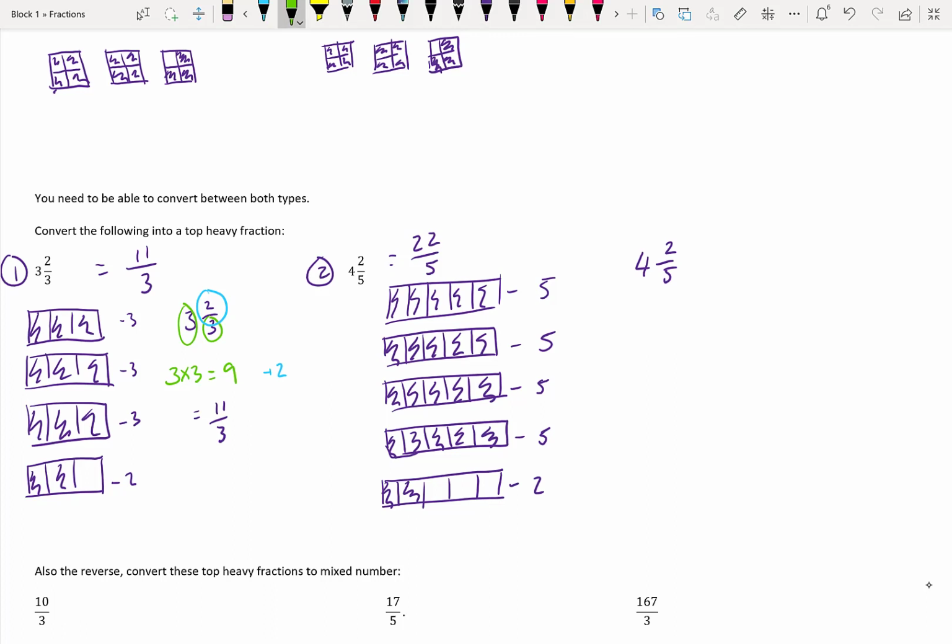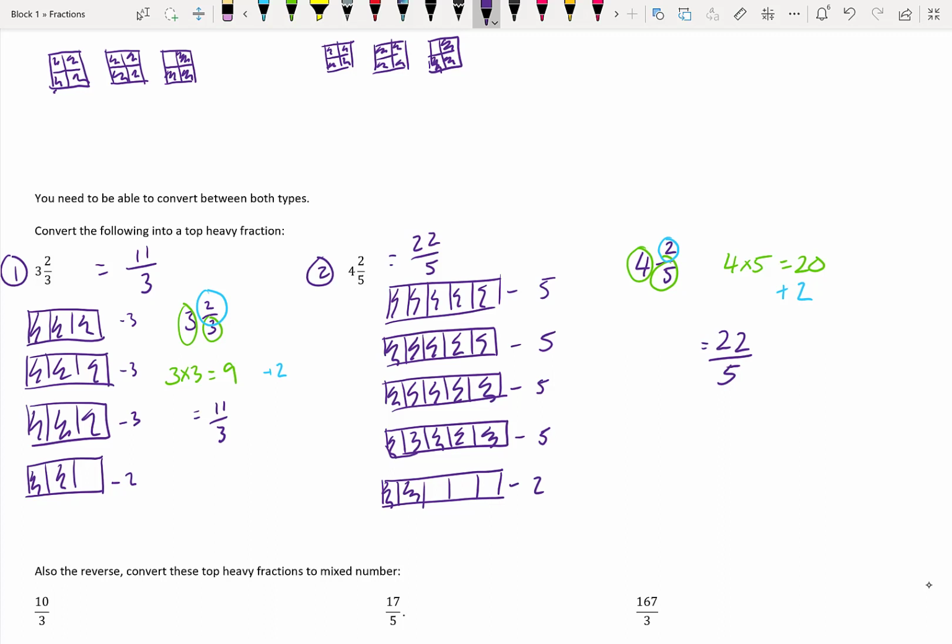And so I've got 4 wholes and they're cut into 5 bits each. So 4 times 5 is going to give me 20 bits. And then I need to add on the extra bit missing from my shape. Add on 2, and that leaves me with 22 bits. And what size were the bits? They were fifths. So I need to make sure I add that bit in at the bottom.